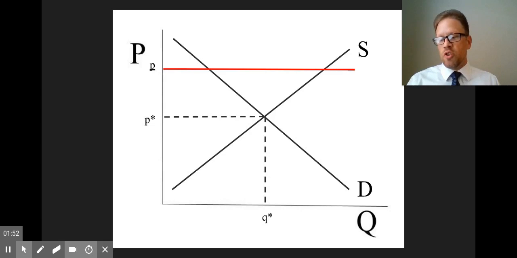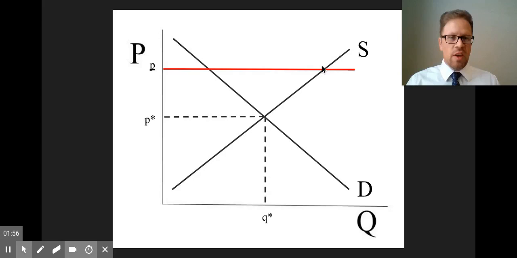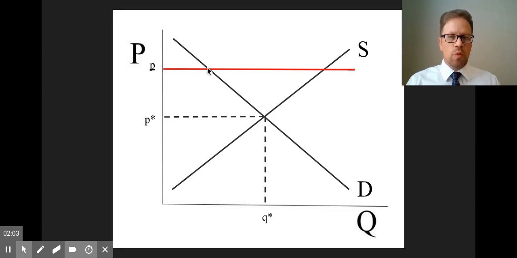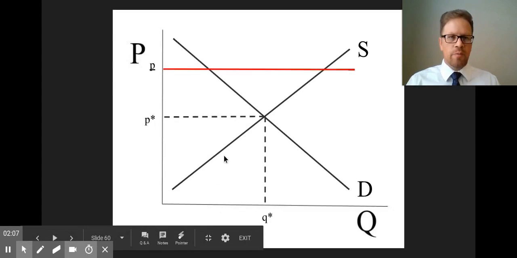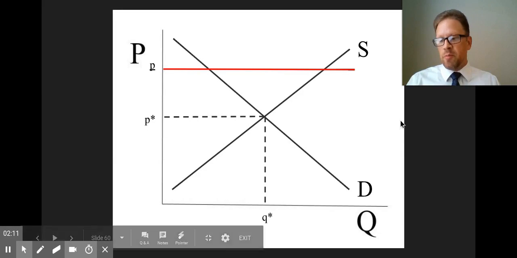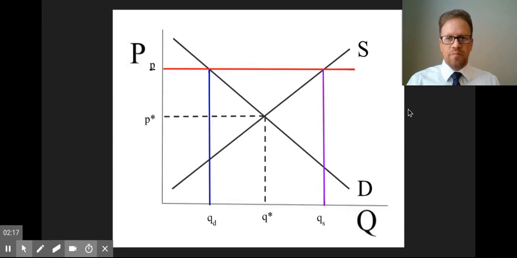Price floors usually help producers more. Believe it or not, people that supply things are going to be more excited about higher prices and therefore want to supply more of it than consumers are going to be interested in paying more money for items. So this usually helps producers more. An effective price floor will be set higher than the equilibrium price, creating a surplus.